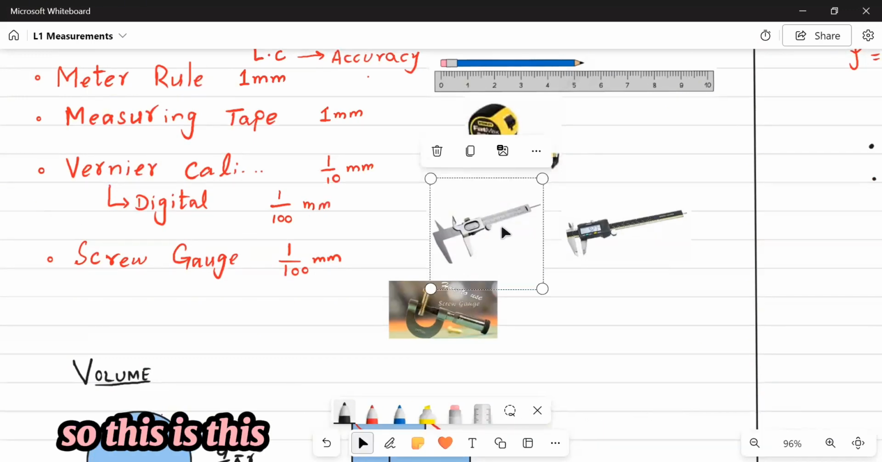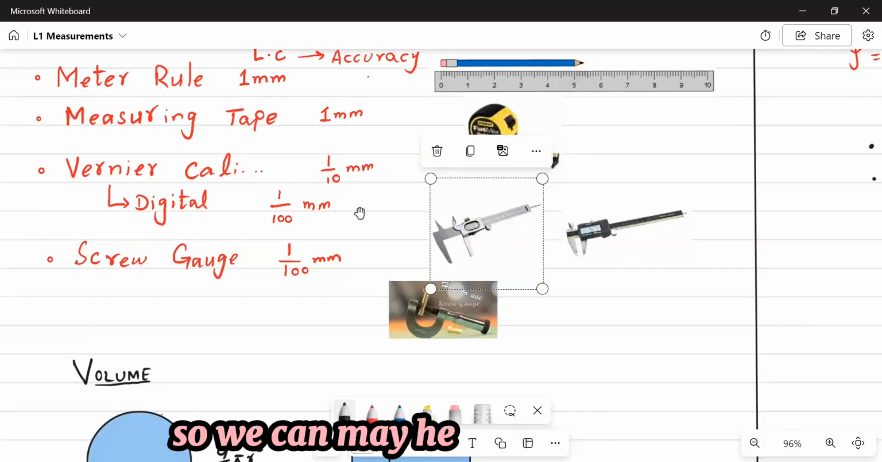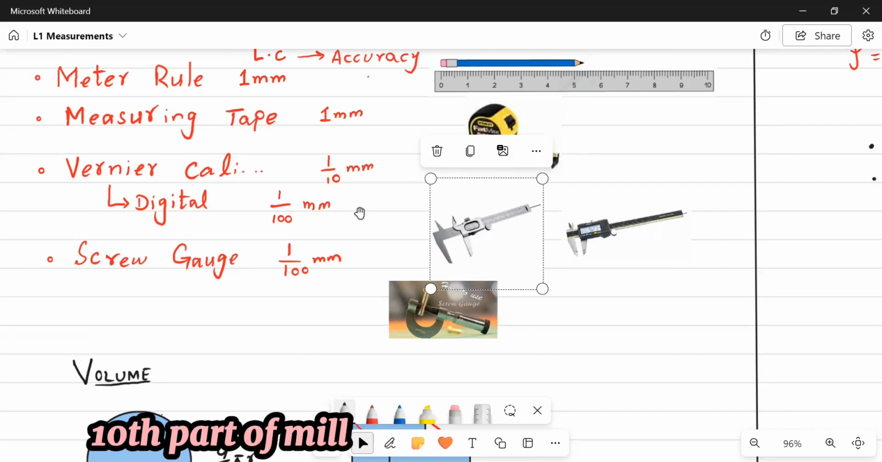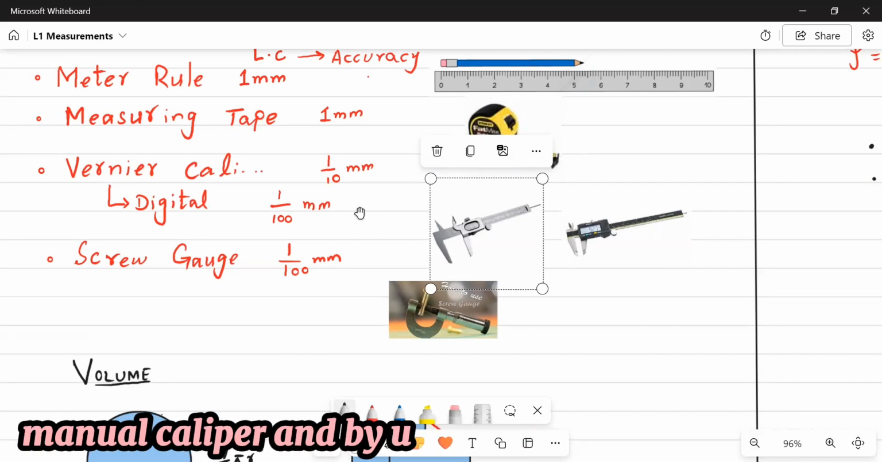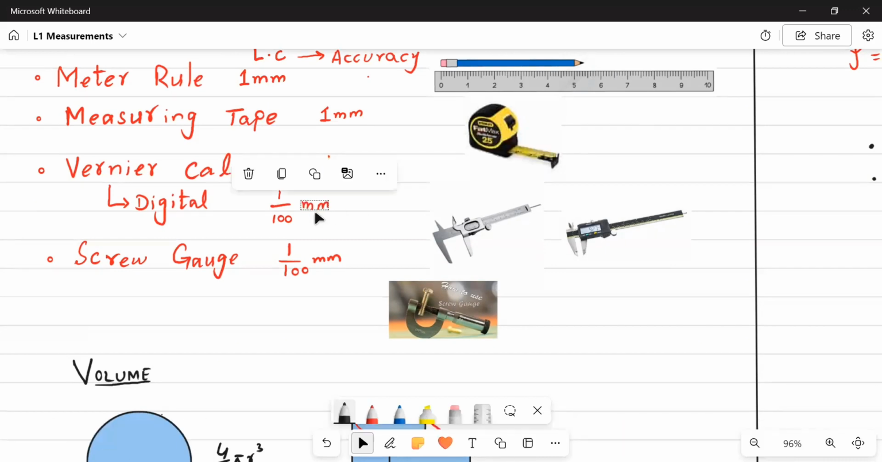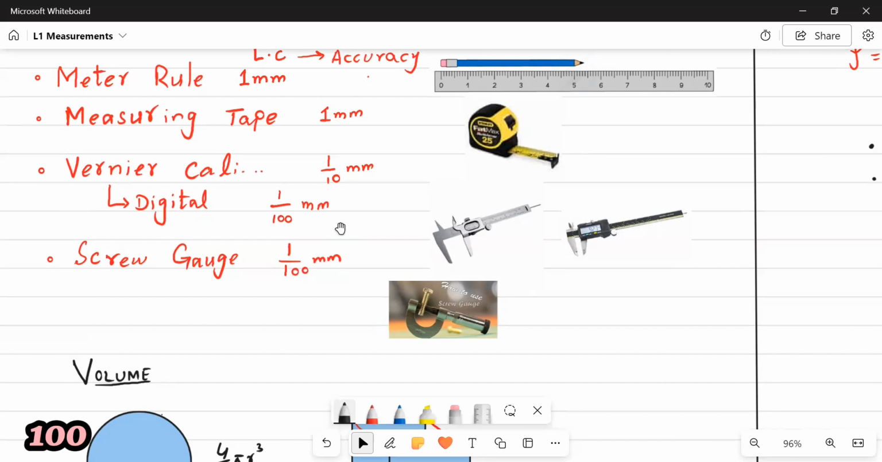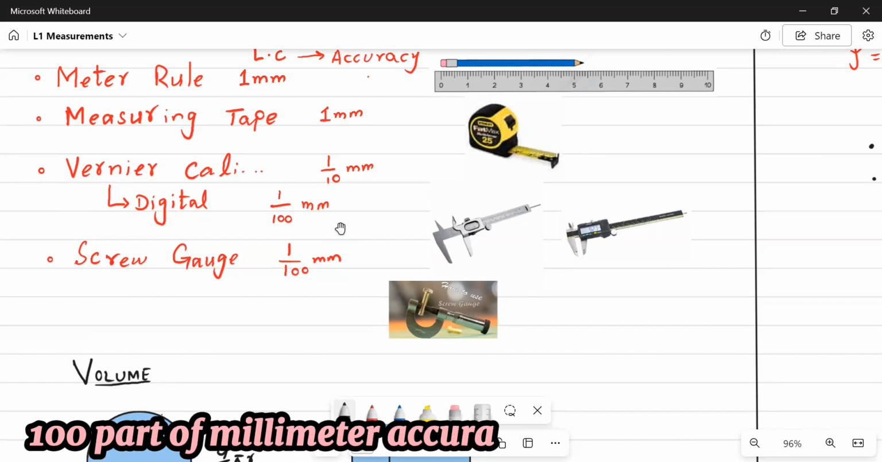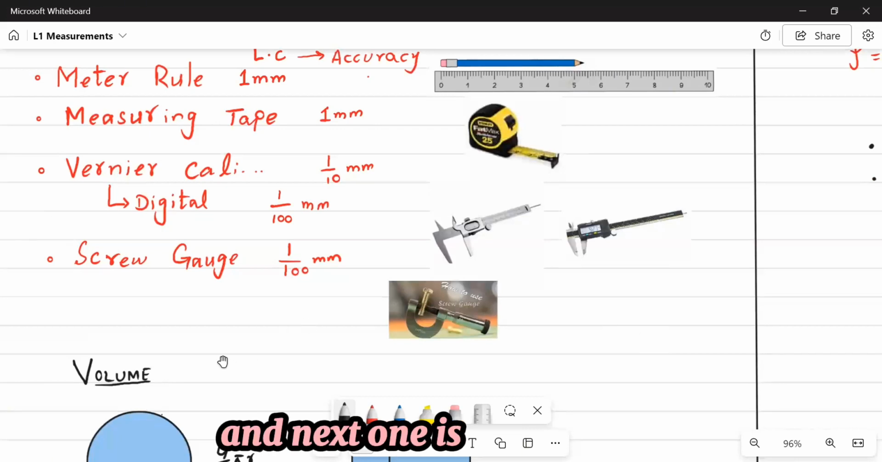So this is the mechanical vernier caliper. This is the digital vernier caliper. We can measure the 1/10th part of a millimeter by using the mechanical vernier caliper. And by using the digital vernier caliper, we can get about 1/100 part of a millimeter accuracy. And next one is screw gauge.